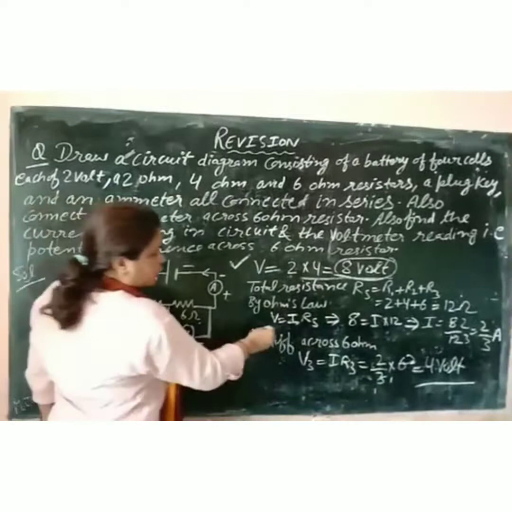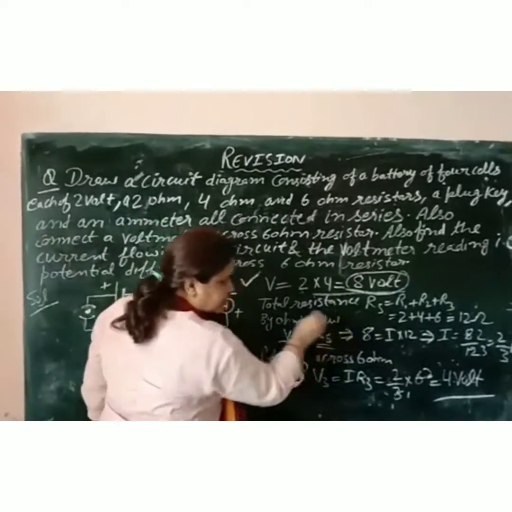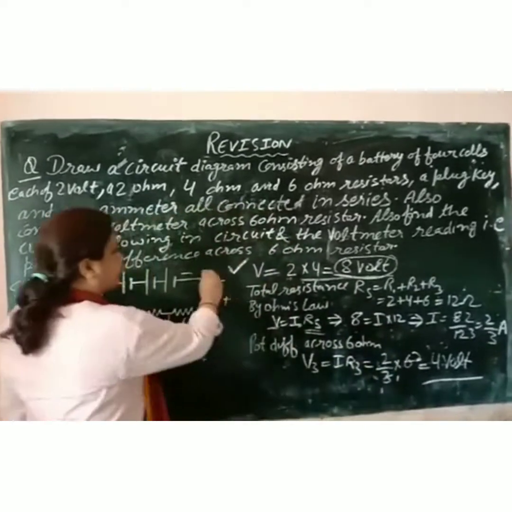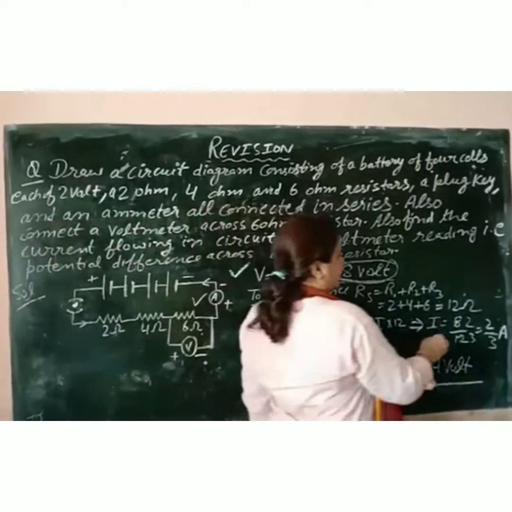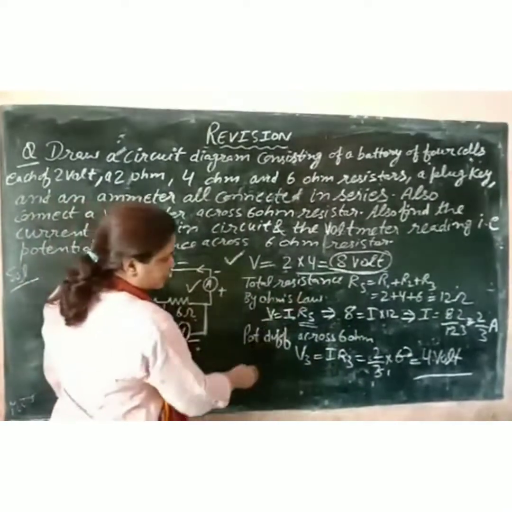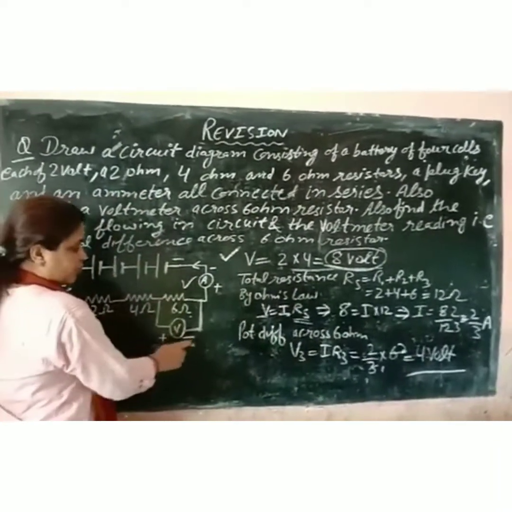Now by Ohm's law, total potential is given, total resistance you have calculated. So you will substitute the value and you will find out this ammeter reading. That would come 2 by 3 ampere when you solve it. That is 0.6 ampere. You can calculate.